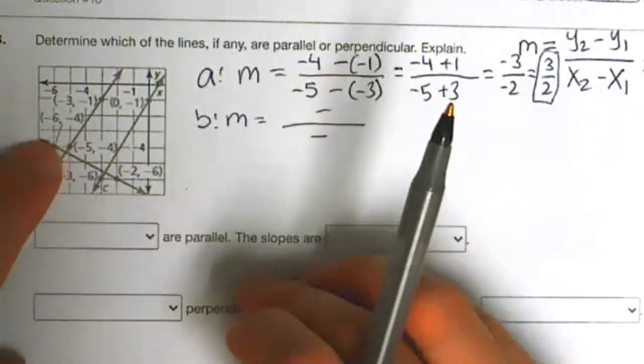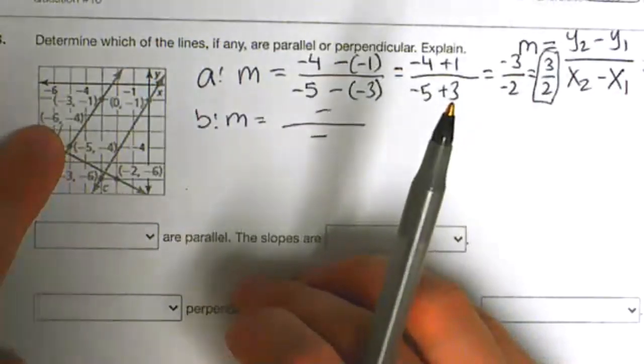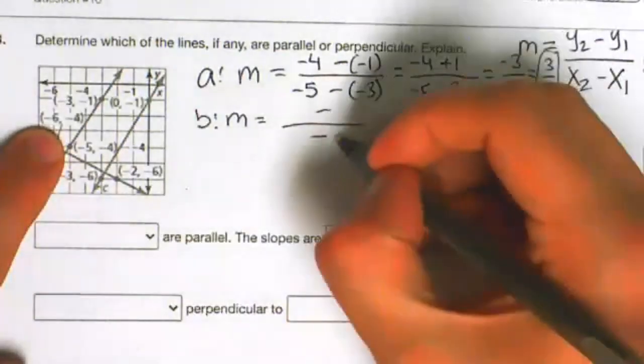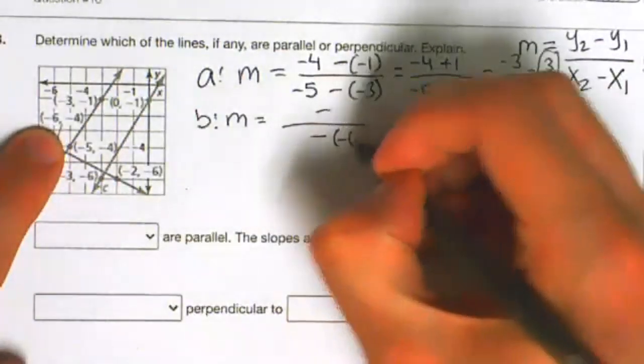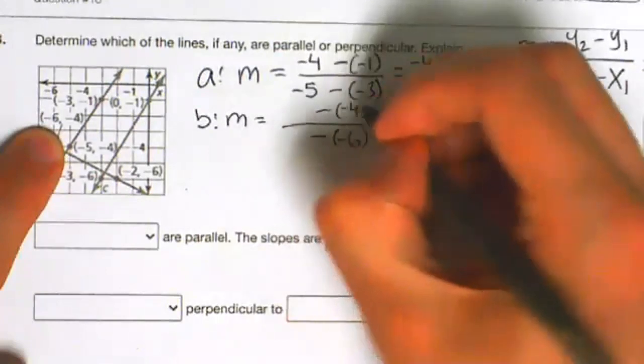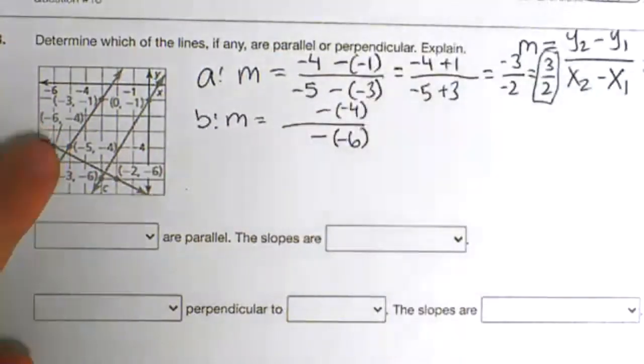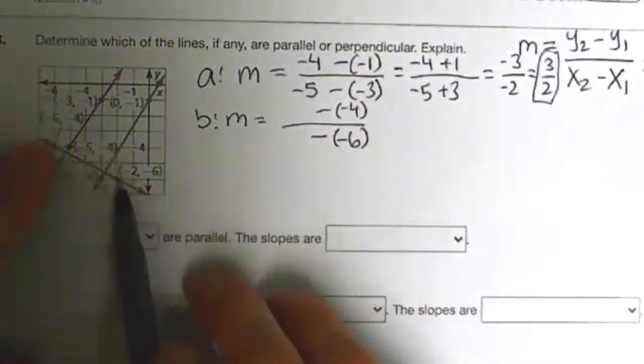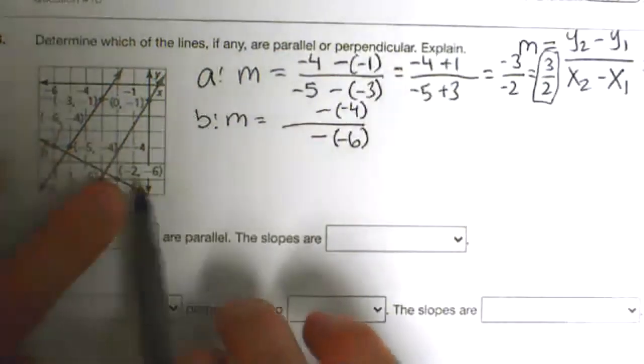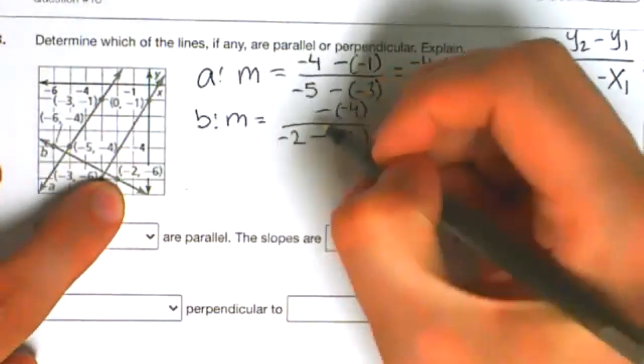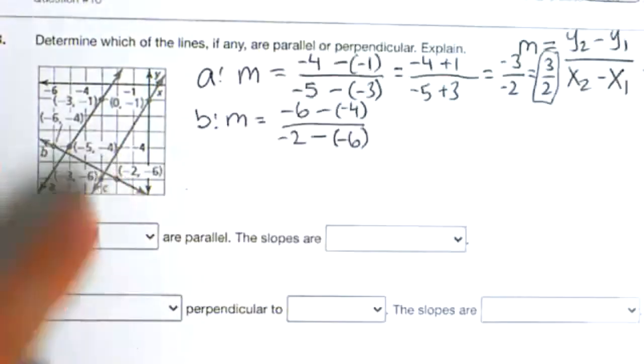Our first point, we have a little line connecting it to -6, -4. So I'm going to put that down here. My x is -6, my y is -4. Just like in the one above, it goes in parentheses. For the next point, we have -2, -6. So our x this time is -2, that goes on the bottom, and our y is -6, which goes on top.